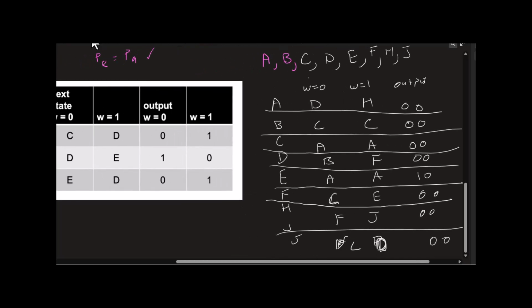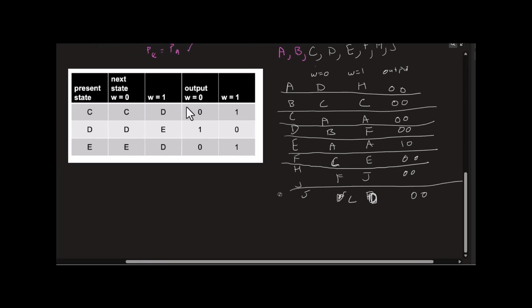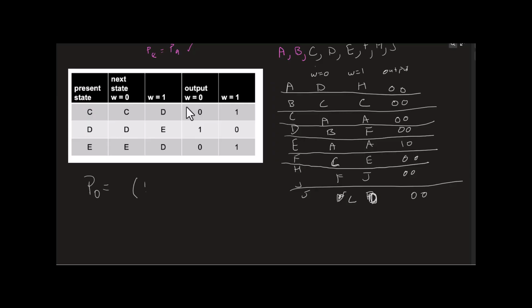Okay, so now y'all are going to do the same thing with this little bitty state table right here. Going to minimize that. So remember, your P0 is always going to be all of your states, which are C, D, and E.